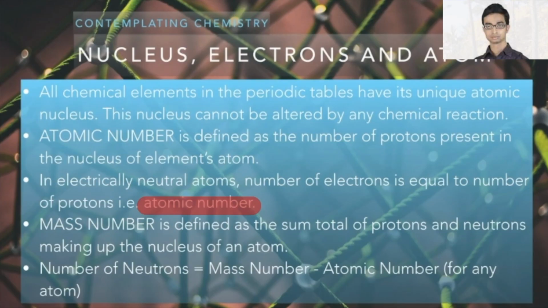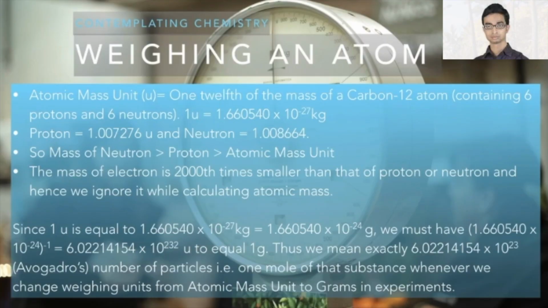Mass number is defined as the total number of protons and neutrons that makes up the atomic nucleus. Subtracting atomic number from mass number gives us the number of neutrons in that atom. Like here, this helium atom with atomic number of 2 and mass number of 4 has 2 protons, 2 neutrons, and in neutral atom 2 electrons as well. The mass of an atom is concentrated in its nucleus. The mass of electron is 2000 times smaller than that of proton or neutron, and hence we ignore it while calculating atomic mass. Neutron is slightly heavier than proton due to difference in quark structure.